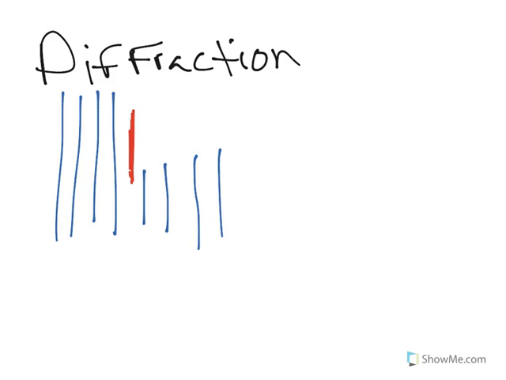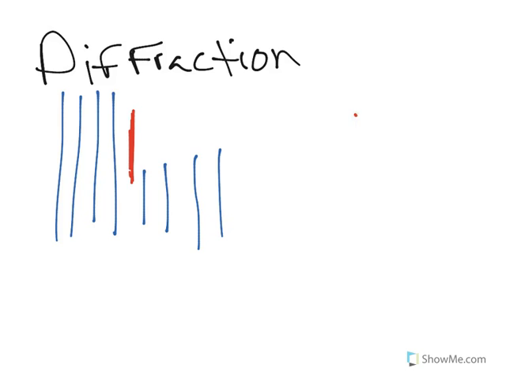When a wave diffracts, it does not change the frequency of the wave. It doesn't change the wavelength of the wave. The wave just bends around the obstacle. This is why you can hear around corners. You don't need to be in direct line of sight of somebody to hear them.